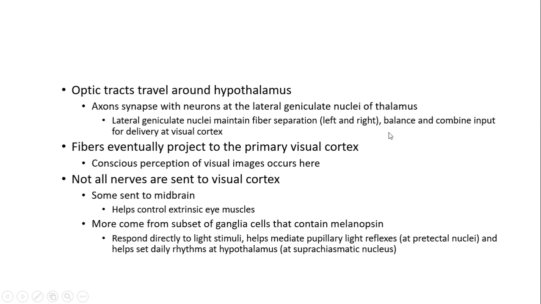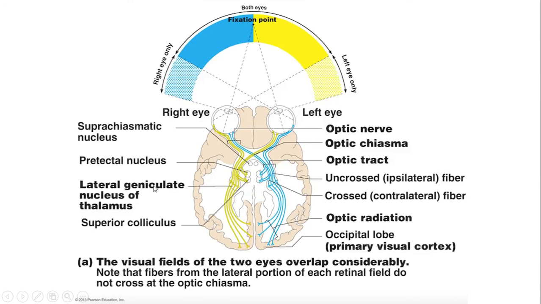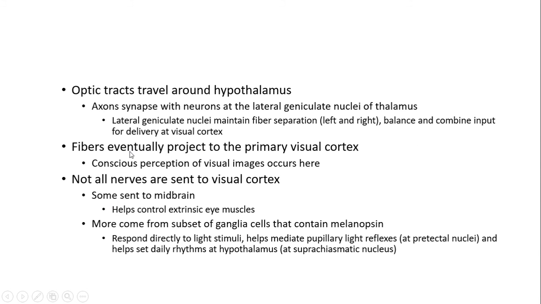But even so, they're able to balance and combine their input from the right and left sides, and basically deliver it to the visual cortex. Okay, we can see that from the lateral geniculate, they send that to basically the primary visual cortex, which is in the occipital lobe. Fibers eventually project to the primary visual cortex.